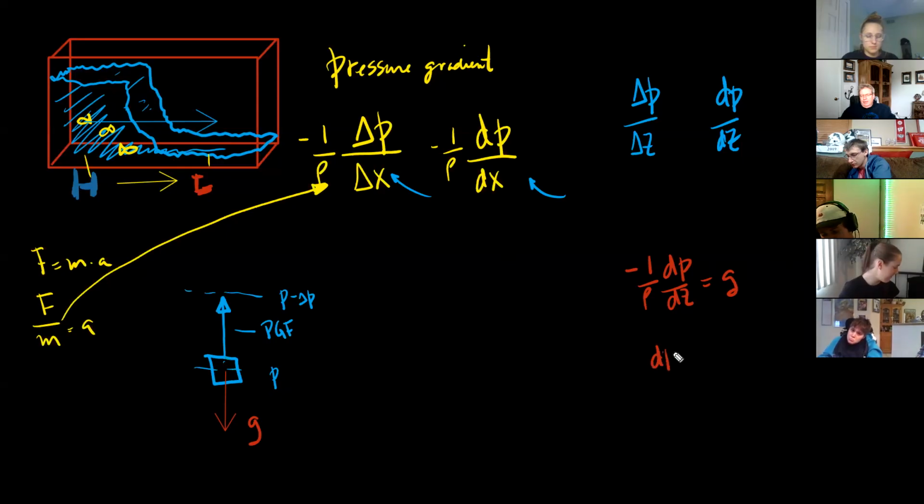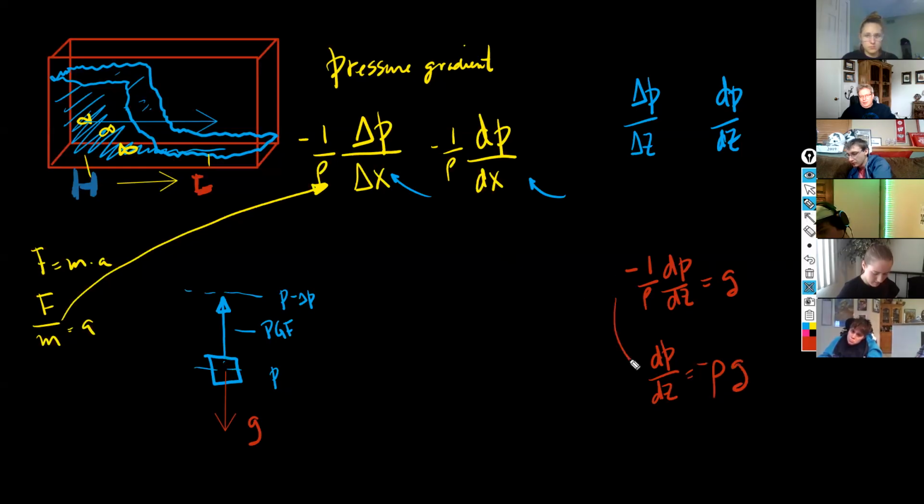Or we could say dp dz equals -rho g. Right? Do you agree that these are the same? This is known as hydrostatic. Okay? Hydrostatic. It's a balance between upward vertical pressure gradient and gravity down.